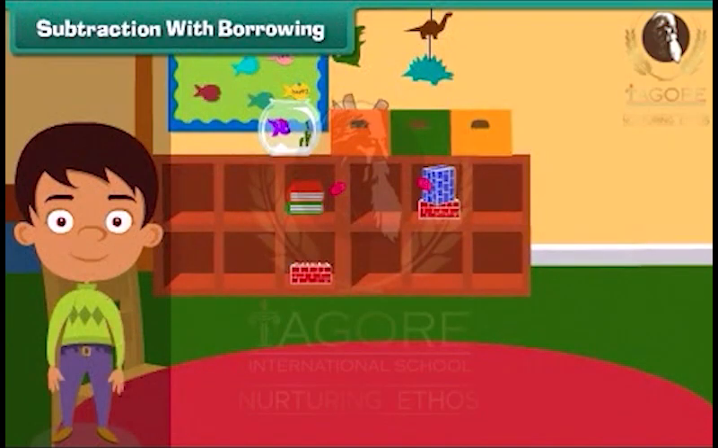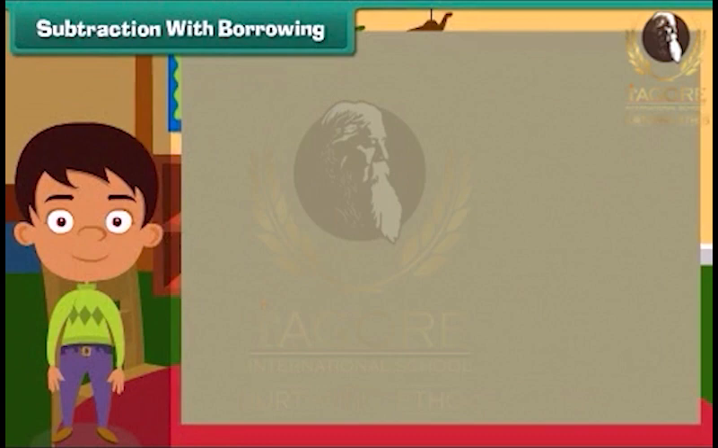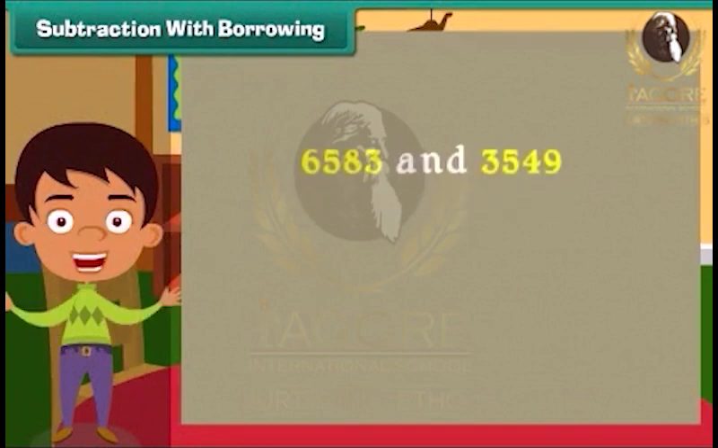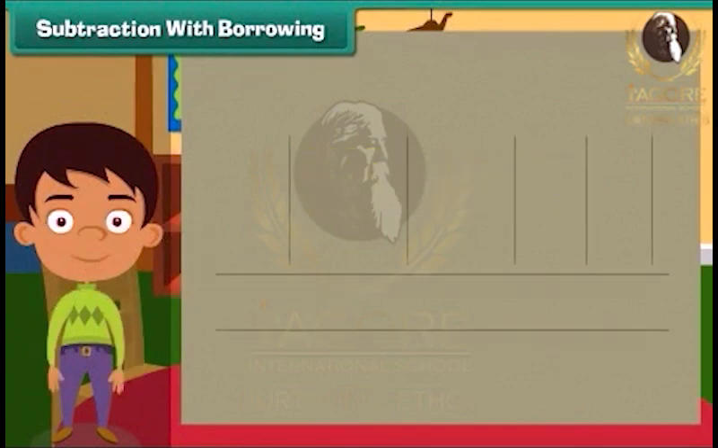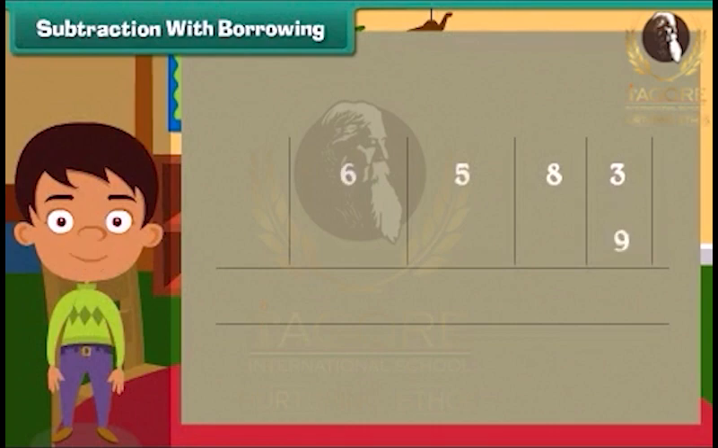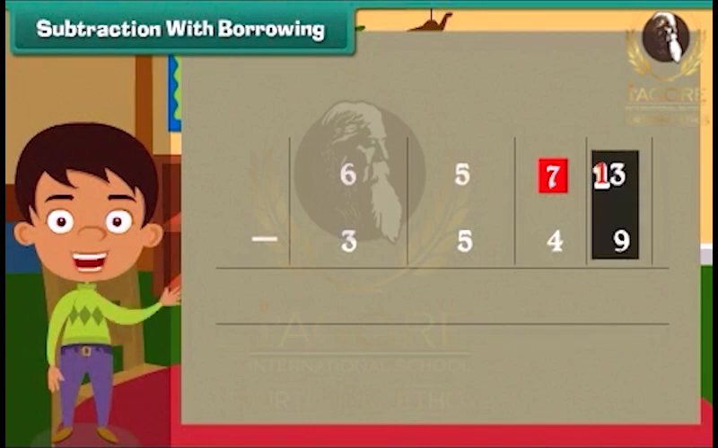Subtraction with borrowing. It's time to learn subtraction involving borrowing. Subtract 3549 from 6583. We again start from ones column. Since 3 is smaller than 9, so we will borrow 10 from 8. Therefore, 3 will become 13 and 8 will become 7. Subtract 9 from 13. We get 4.